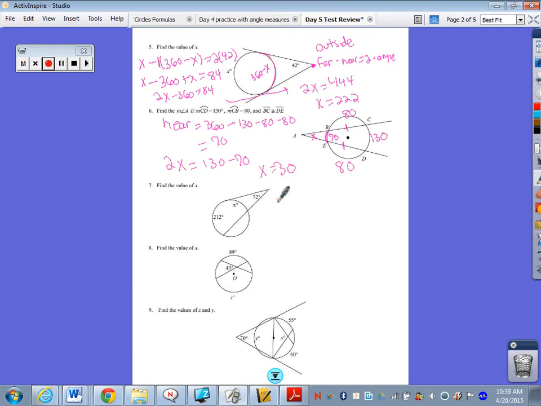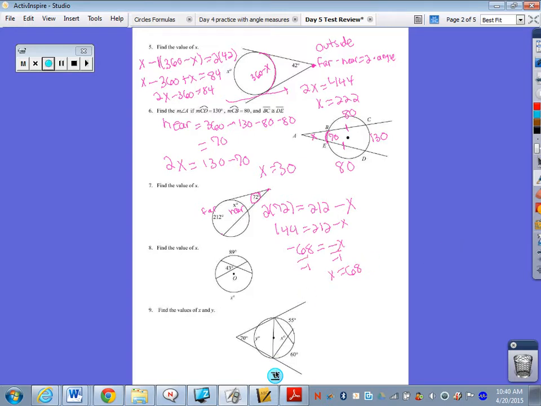Okay, number 7, it's very similar. Angle, here it is. It's outside the circle, so we're going to do the same formula. We have everything. Here's my far, x is my near, and 72 is my angle. So we're going to do 2 times the angle, which is 72, is equal to 212 minus x. Okay? And then we're going to solve it. So 144 is equal to 212 minus x. When you subtract, you get -68 equals -x, and then don't forget to divide by -1 or to change the sign. So x is 68.